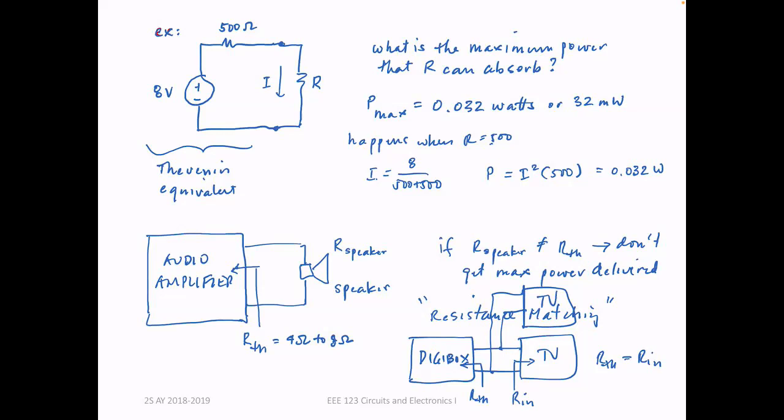No? Hindi na magiging matched. Now you'll have two TVs in parallel. So magbabago na yung R-in mo. It will no longer be matched. So your Digibox will not be able to deliver maximum power now to your TVs. So that's what you call resistance matching. So that's something that is very important.